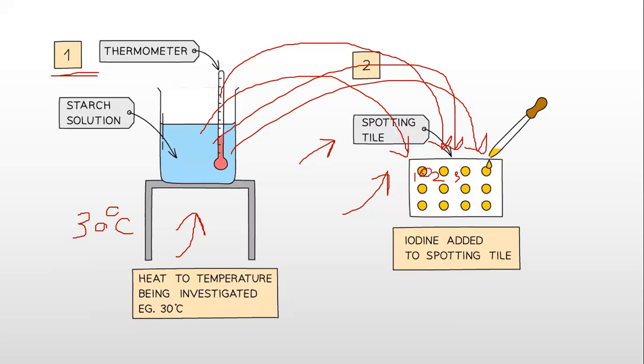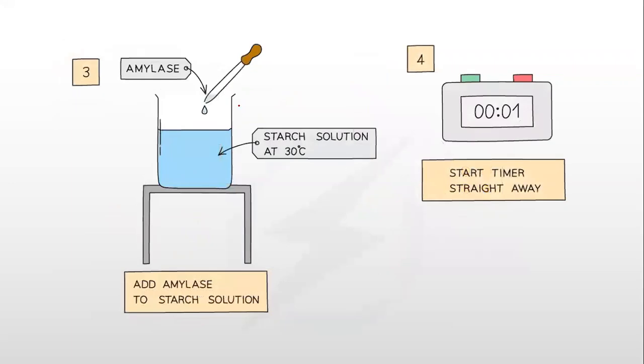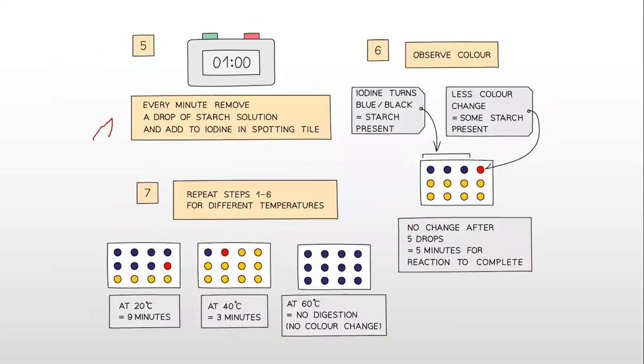Let's say here it turned blue black, here blue black, blue black, blue black, stop. Here it will remain orange. This means that within 4 minutes your solution has totally broken down. You're also adding amylase to the starch solution, and start the timer straight away. Every minute, remove a drop of the starch solution and add it to iodine in the spotting tile.